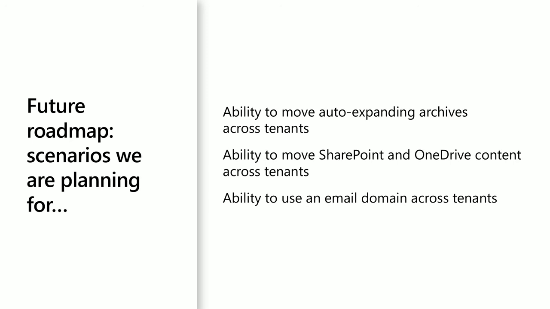One of those limitations is that we can't today move auto-expanding archives across tenants. So we need to do some additional work to support the move of auto-expanding archives. And then we need to do work to be able to provide native tools for migrating SharePoint and OneDrive content. That's something we're looking at soon. And then finally, Steve alluded to this as well. We're starting work to give customers the ability to share an email domain natively across multiple tenants so that you can fulfill that branding requirement in email without needing something like an address rewrite solution, which is the only option available today.